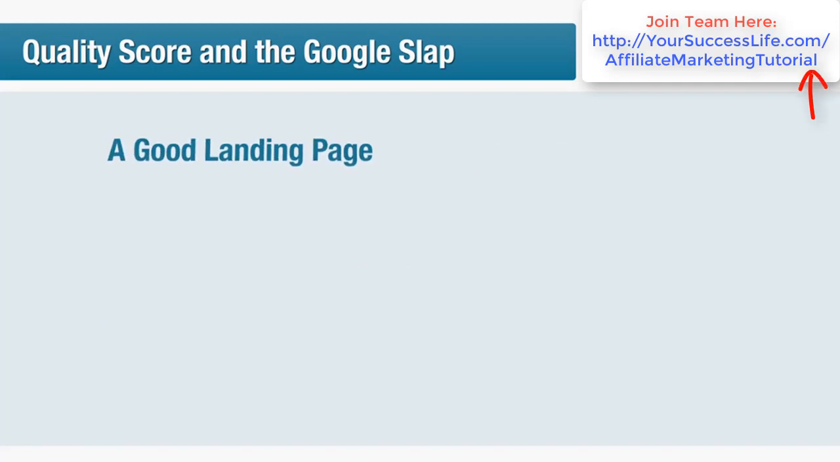The final significant element that affects your quality score is the quality of your landing page. In addition, our experiences have led us to believe that not only does Google look at the landing page, it also looks at the entire website that the landing page is on. These days, there are several factors which seem to affect the mark of the landing page.